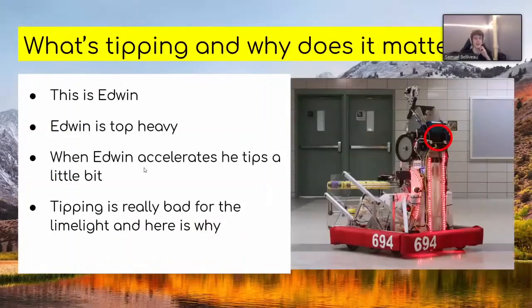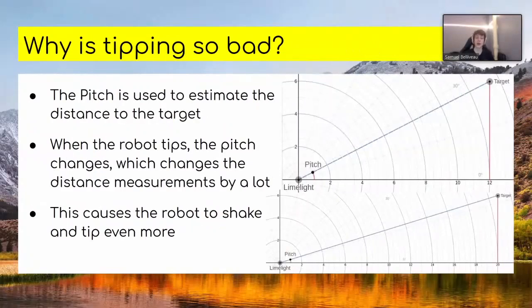Tipping is a pretty big issue with our robot this year. As you can see, our Limelight right here is at the top of the robot, and the robot is kind of top heavy. It's not as top heavy as it was in, I think, the year before this one, our robot Alfred, which was extremely top heavy. This one still tips though when it accelerates, and tipping is particularly a bad issue in the robot because the way that we get distance is based on the pitch, which is basically the angle upwards.